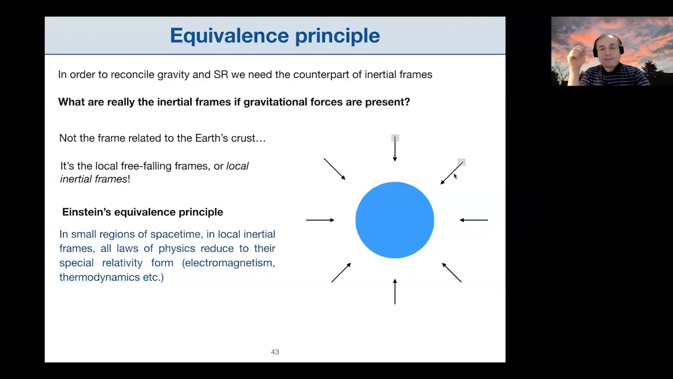In small regions of space-time, so within these boxes where the gravitational field may be considered uniform, in local inertial frames, all laws of physics reduce to their special relativity form. And this goes for electromagnetism, thermodynamics, and so on. Meaning, and this is an important idea, it gives us the hint how we should generalize the laws of physics we know to the situations when you have a gravitational field present. The correct thing to do is to pass to a frame which is free-falling and local. And locally within the small region of space-time, the small box, everything should boil down to the laws we have derived for special relativity.